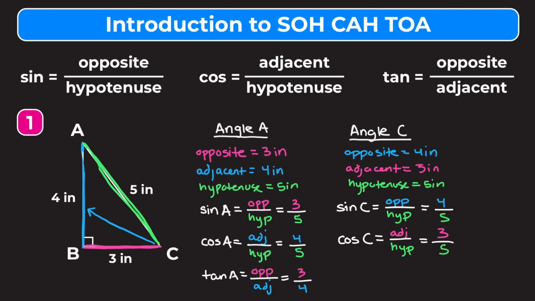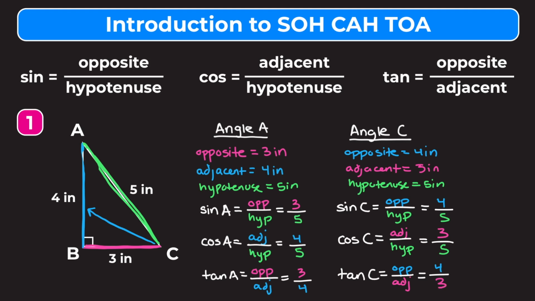And finally, the tangent of angle C is equal to the opposite side over the adjacent, and our opposite side of angle C is 4 inches, and the adjacent side to angle C is 3 inches. So we get that the tangent of C is equal to 4/3.